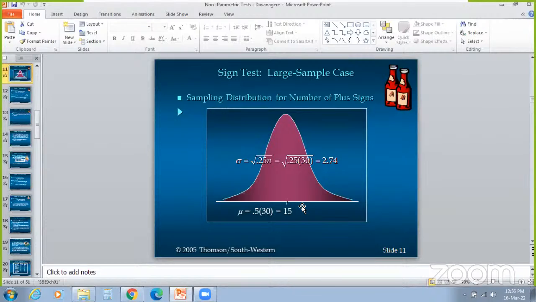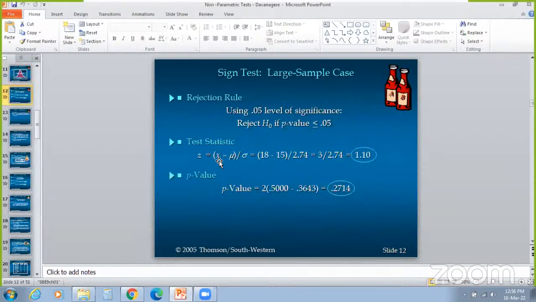By using these calculated values, the mean and the standard deviation, you substitute into our Z formula, x minus mean divided by standard deviation. Your calculated value of the Z statistic is 1.10, and the probability value is calculated by using the probability value given in the Z table. For 1.10 it is 0.3646; subtract it from 0.5 and multiply this difference by 2, which gives you 0.27. 0.27 is the probability value.